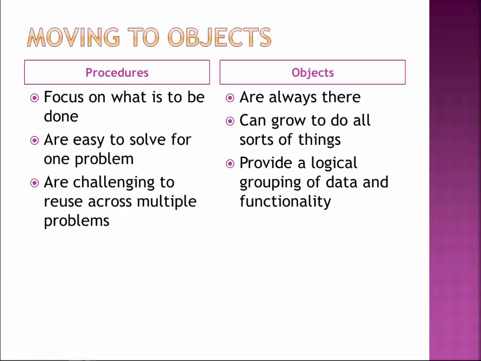So when we move from procedural programming into objects, procedures focus on what the code is doing, the functional aspect of it. And they're easy to use to solve a single problem. I just break down a problem using functional decomposition, and I end up with a series of steps. But they don't necessarily facilitate easy reuse across many problems. The way I cook an egg might be pretty different from the way I cook bacon, which might be different from the way I cook a steak.